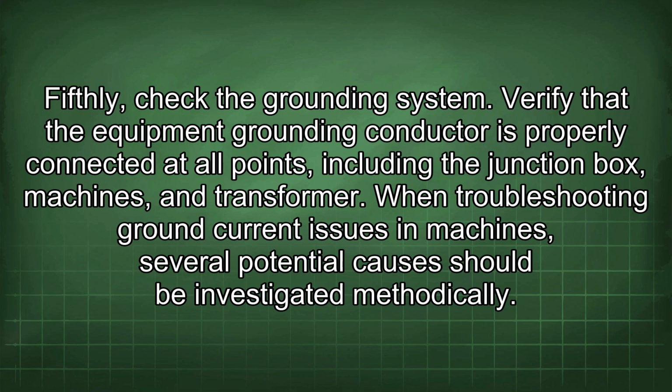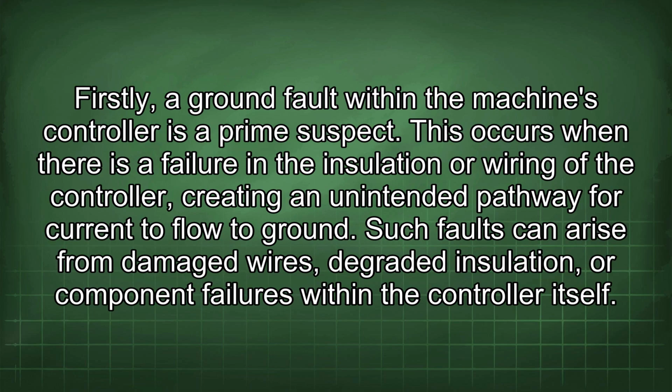When troubleshooting ground current issues in machines, several potential causes should be investigated methodically. Firstly, a ground fault within the machine's controller is a prime suspect. This occurs when there is a failure in the insulation or wiring of the controller, creating an unintended pathway for current to flow to ground. Such faults can arise from damaged wires, degraded insulation, or component failures within the controller itself.